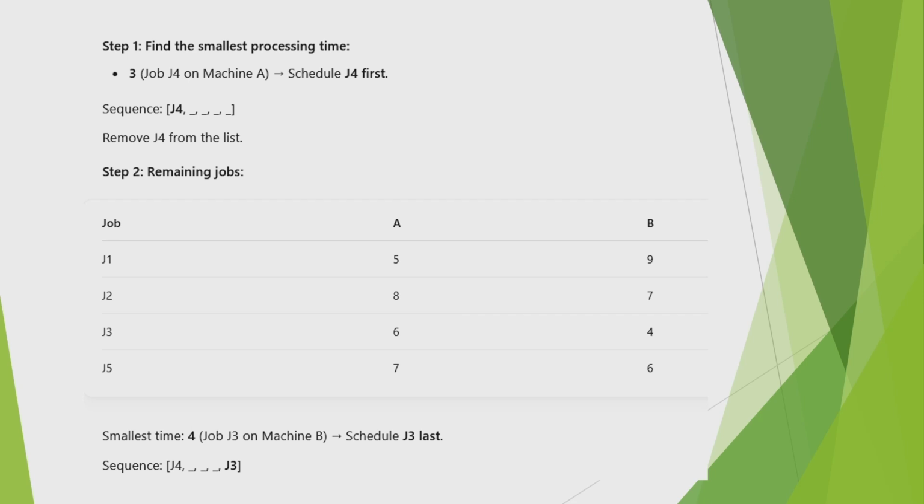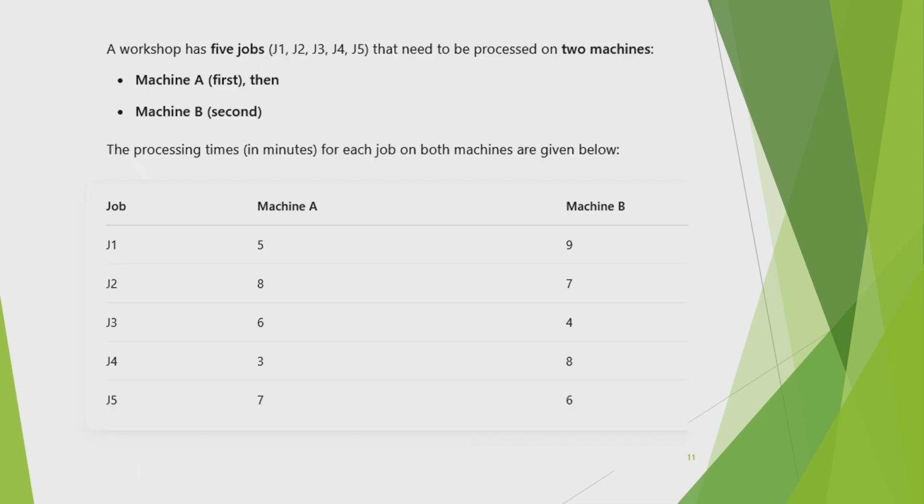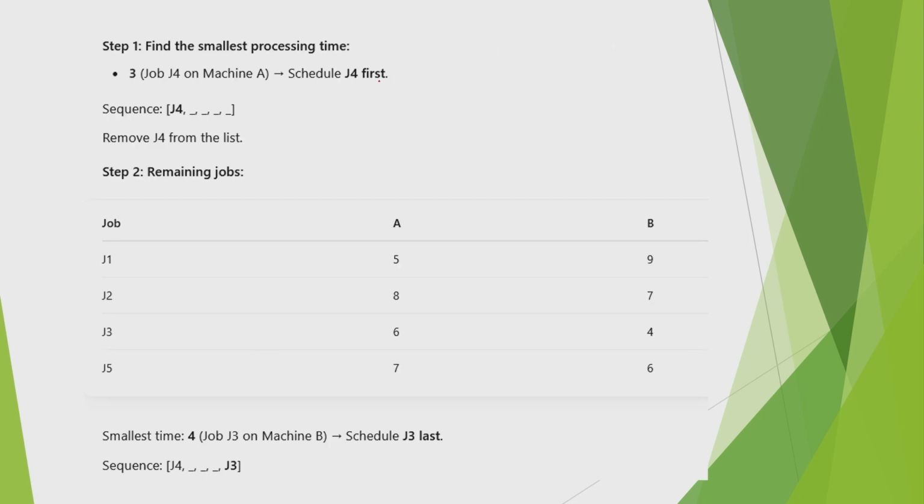So find the smallest processing time. So the smallest processing time is basically which one? This one, J4. Okay. So that is 3. So therefore job 4 on machine A. So schedule it first. So put J4 and remove J4 from the list. So remaining jobs J1, J2, J3, J5. Now what is the minimum time? I think the smallest time is 4 and that is basically on machine B. Okay. So therefore schedule it last because it is on the second machine. So J3 should be done at the last.